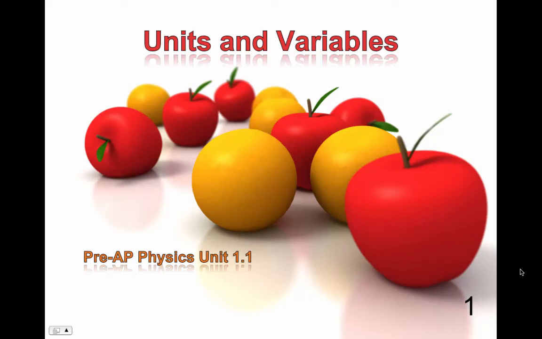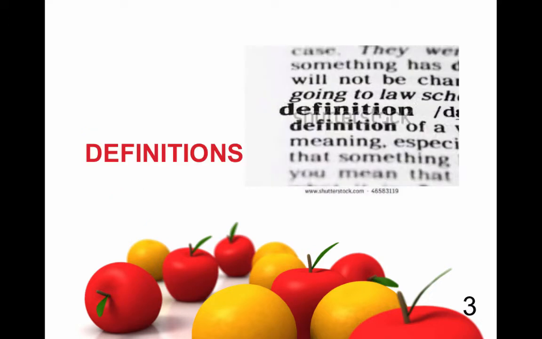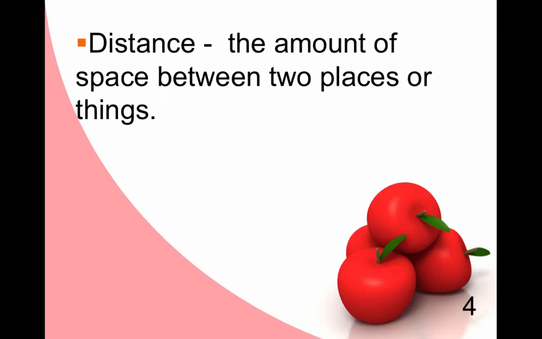Hi, welcome to Pre-AP Physics, Unit 1.1. This is called TUVE: Terms, Units, Variables, and Equations. Let's get started. The objective is to identify units and variables given the equations and perform some dimensional analysis of displacement, which is distance or position, velocity, which is speed, acceleration, and time to achieve consistency of units within the problem. Let's look at the definitions.